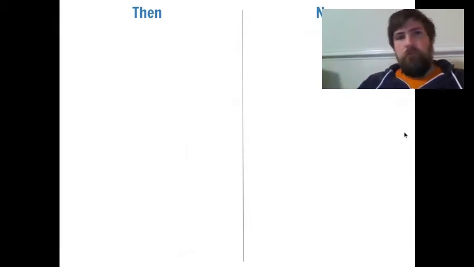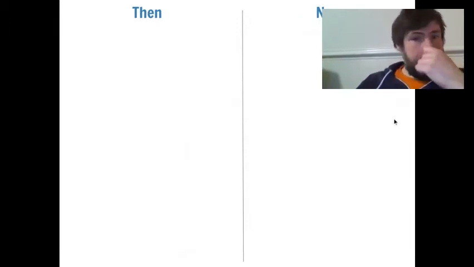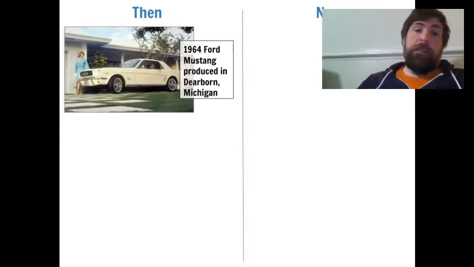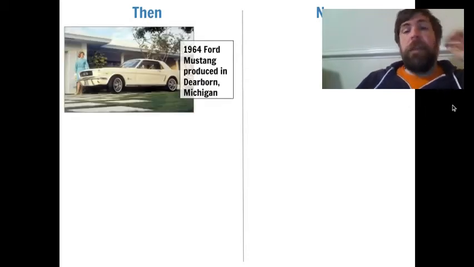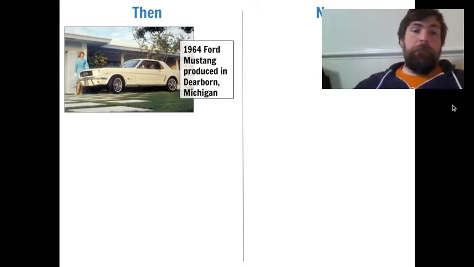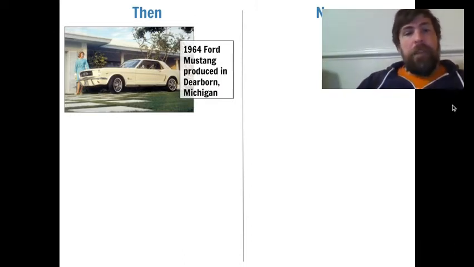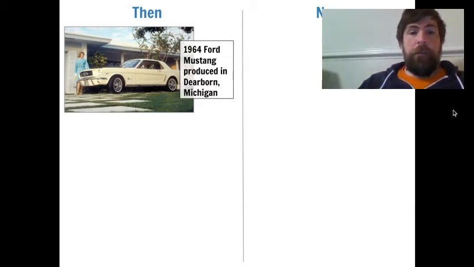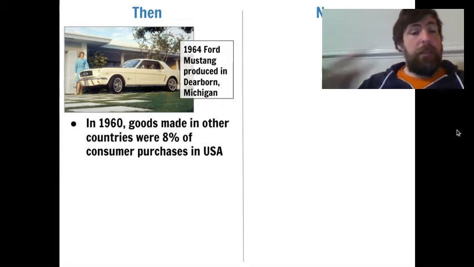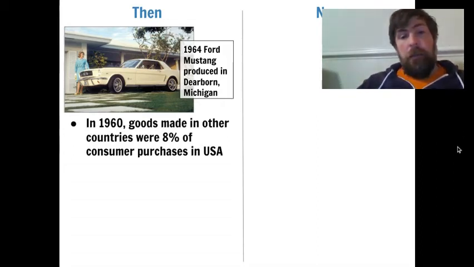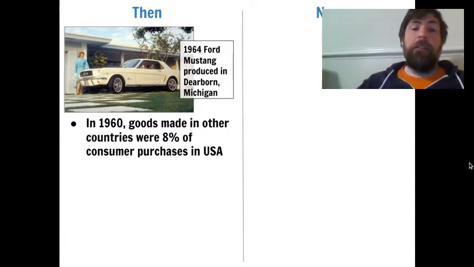Just for some historical context. In the United States, in the 1960s, the Ford Mustang was one of the most popular cars in America. There's a picture of the Ford Mustang. The Ford Mustang was made in Dearborn, Michigan, in an American automotive plant. In 1960, goods were made in other countries. The goods that were made in other countries made up only 8% of consumer purchases in the USA. That means, things that people bought, only 8% of them were not made in America.